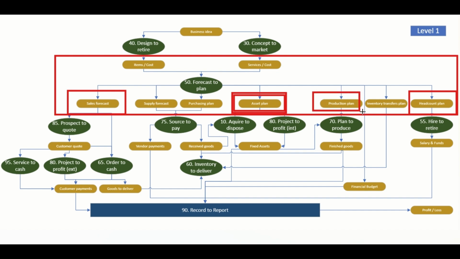A static plan for sales, production, and procurement is created. If there are preliminary agreements with suppliers, they are registered in the procurement forecast. Based on all the above plans, the company's financial budget is formed.